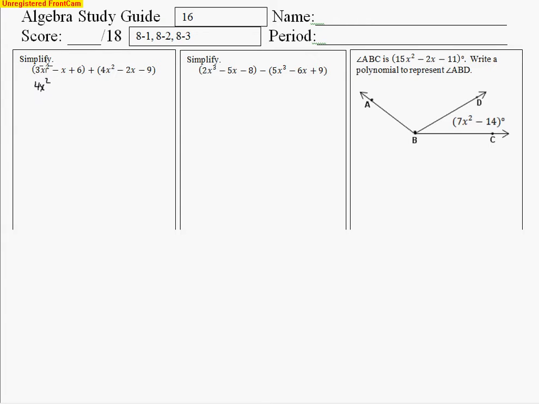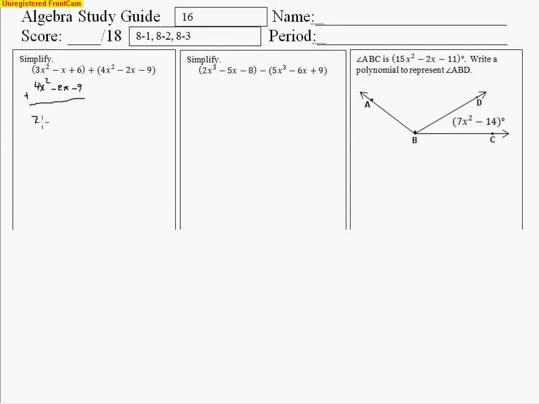So, for instance, the 3x squared and the 4x squared are going to combine together. The minus x and the minus 2x will combine together. The positive 6 and the negative 9 will combine together. So I'm just adding them up, and when I add, I just count up how many x squareds I have. I combine the two coefficients.